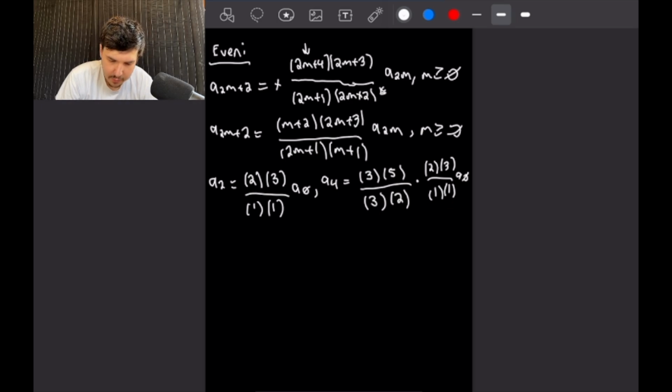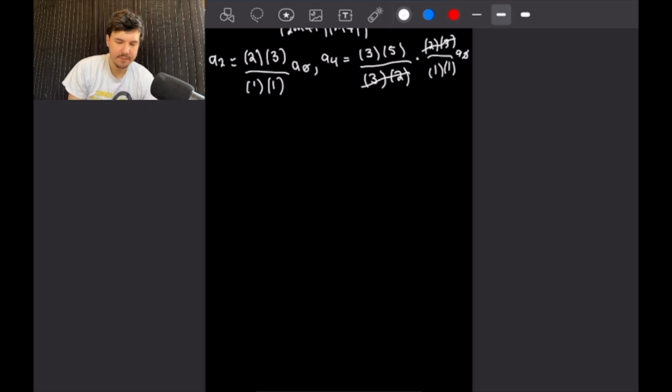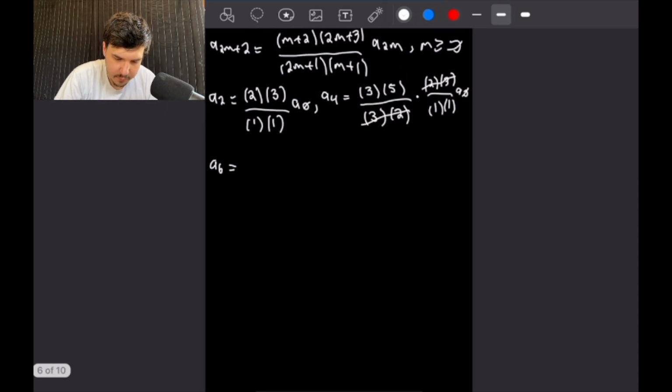Great. So I want you to go ahead and notice that our 2 and 3 in the numerator of our a sub 2 will cancel out the 2 and 3 in the denominator of our a sub 4, and we'll simply be left with 3 and 5. So let's keep note of that as we move to the next coefficient. So just to make sure this pattern will remain, let's go ahead and write out our a sub 6 before writing down the general formula for our evens here. So a sub 6 will be equal to the following.